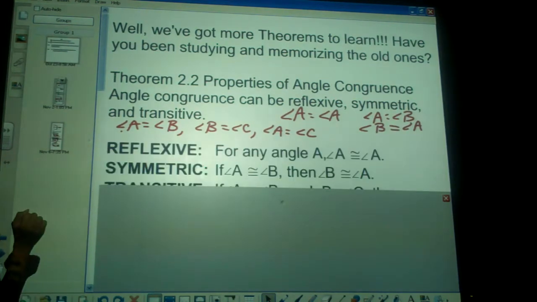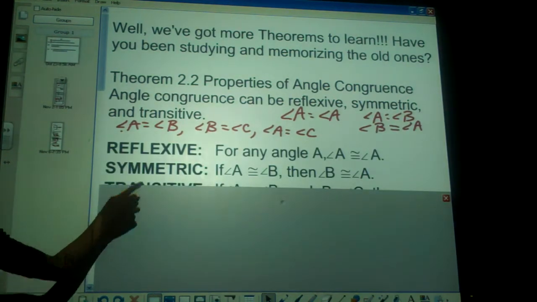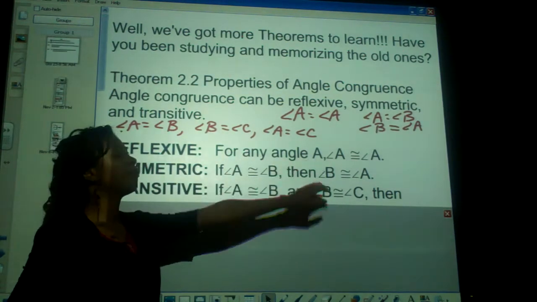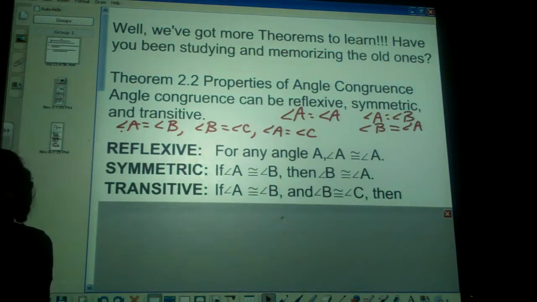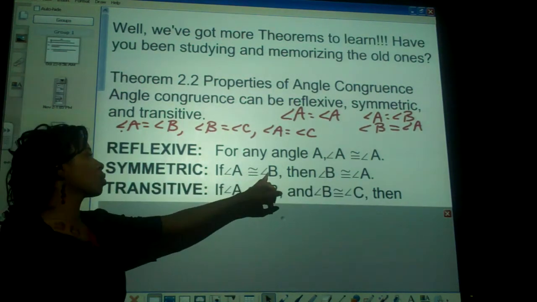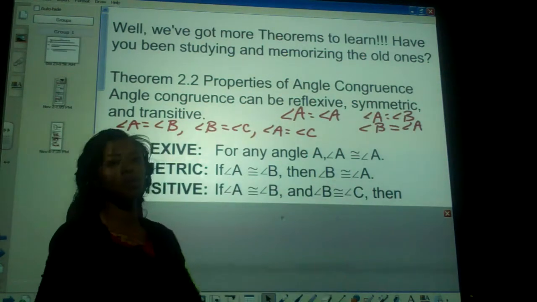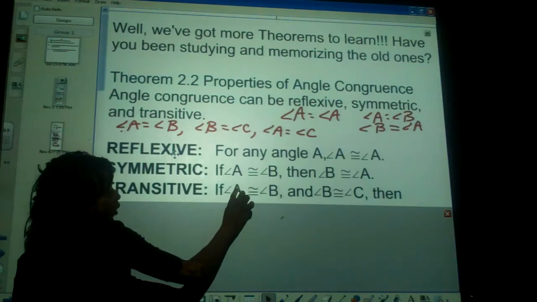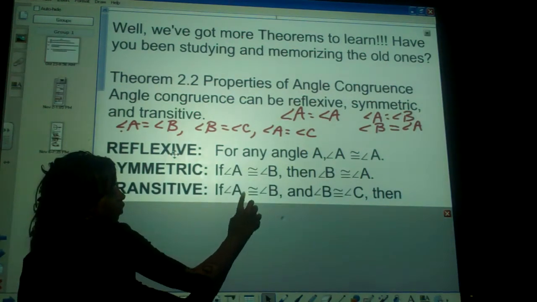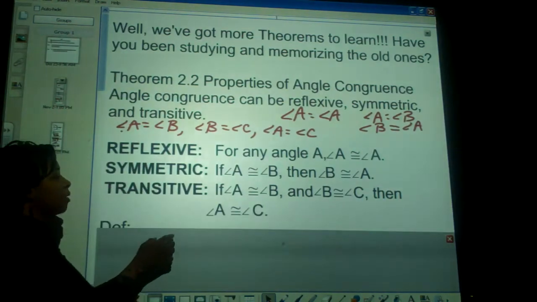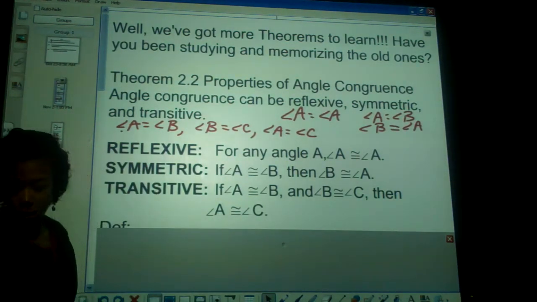Okay? And here are our examples, as I've stated up there. Reflexive property for any angle. If I'm talking about angle A, it is congruent to angle A. Symmetric: angle A is congruent to angle B, then that means that angle B is congruent to angle A. And transitive: if angle A is congruent to angle B, if the first and second are congruent, and the second and third are congruent, then that means that the first and third will be congruent to one another.